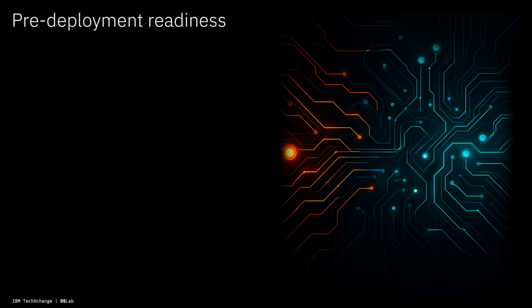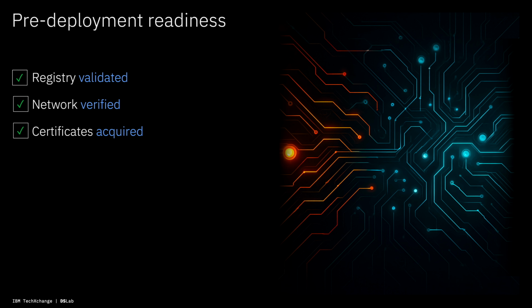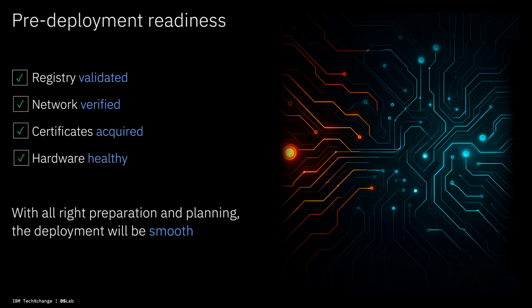With the upstream validation complete, all that remained was the pre-deployment readiness check. The mirror registry is fully loaded and validated. Our network design is locked in and double-checked. We have acquired the enterprise CAs and our signed certificates for all services. Lastly, a final hardware check to verify that each component is ready for deployment. With the right preparation and planning, the actual deployment will be smooth. We've already done all the hard work.